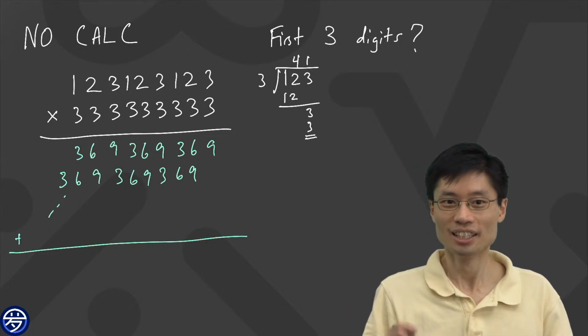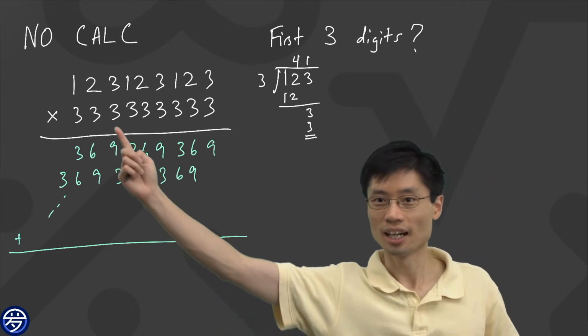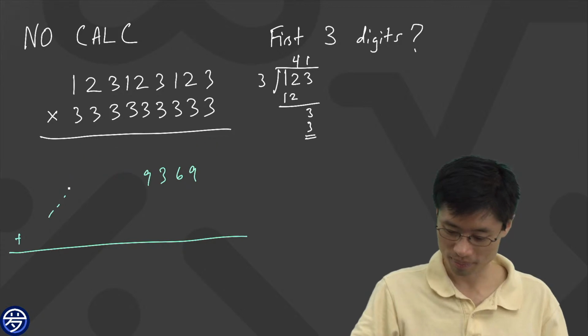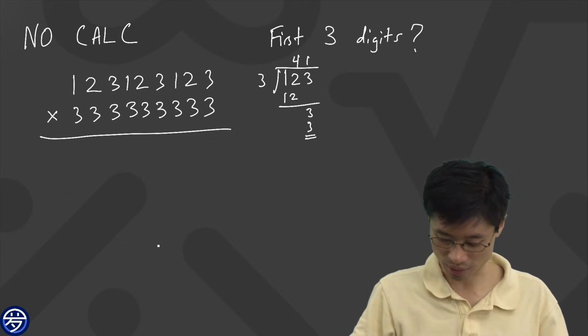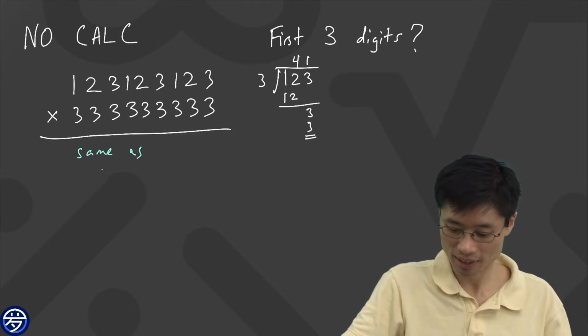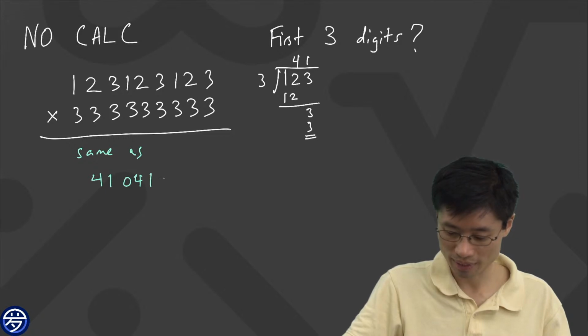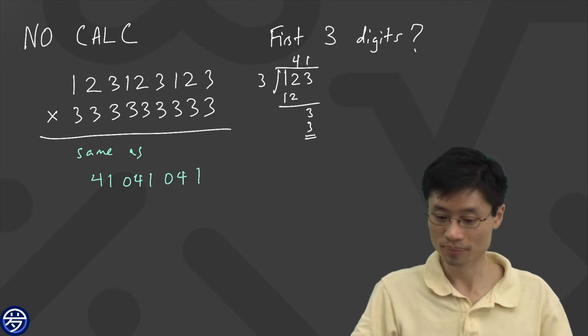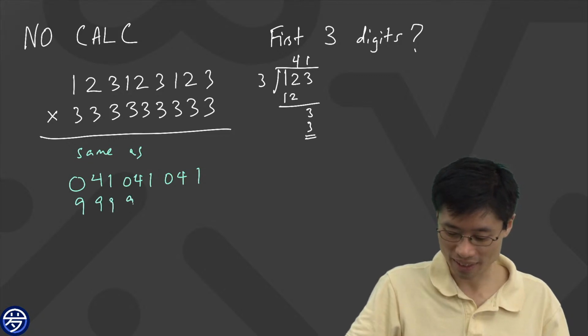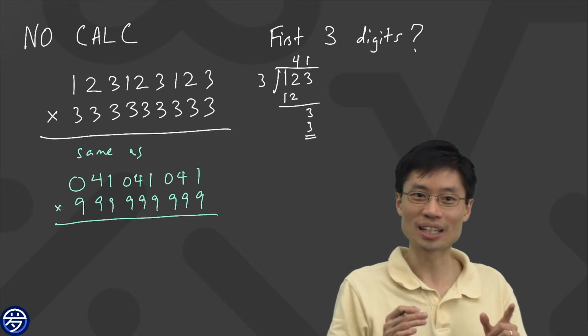So what that means is that I actually have the same answer as, let me erase this stuff underneath. Let's use the green to actually say it, is the same as 041,041,041, let's put an O here, multiplied by 999,999,999. Okay, now how did we do that earlier?